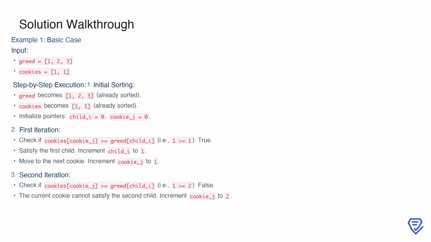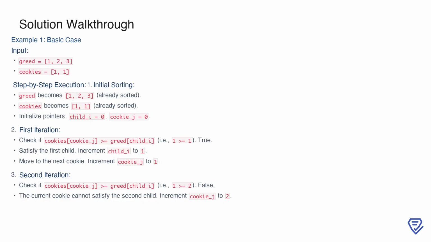In this first example, we are given a list of greed factors 1, 2, 3, and a list of cookie sizes 1, 1. Both arrays are already sorted, so we begin by initializing 2 pointers, child_i to track the current child and cookie_j to track the current cookie, both starting at 0. During the first iteration, we check if the current cookie, which is of size 1, can satisfy the first child's greed of 1. Since 1 is greater than or equal to 1, the first child is satisfied. We update child_i to move to the next child and cookie_j to move to the next cookie.